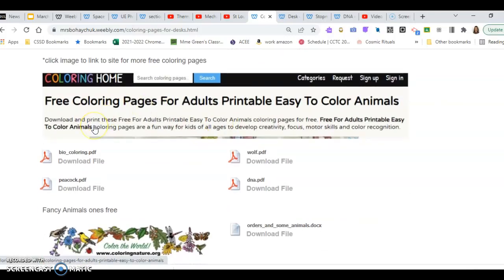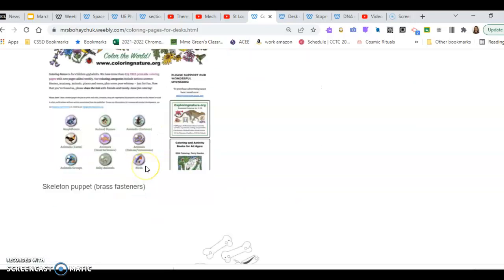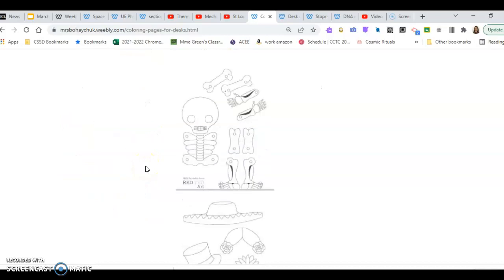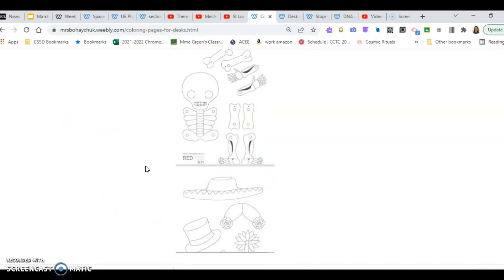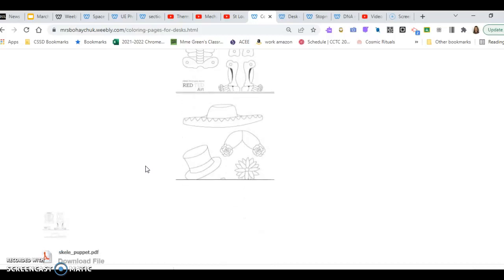This one is coloring home. Okay, you could click the image to link to site for more pages. This one has to do with fancy animal ones. I quite like this one I found on the photocopier that someone else had, is where you put the little brass fasteners and make little skeleton puppet.